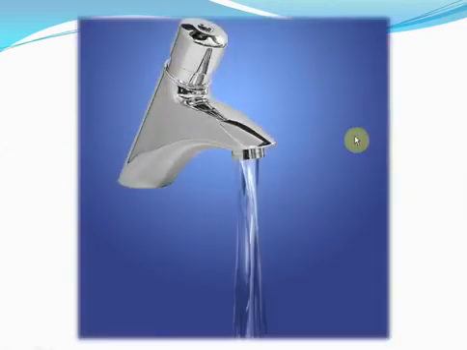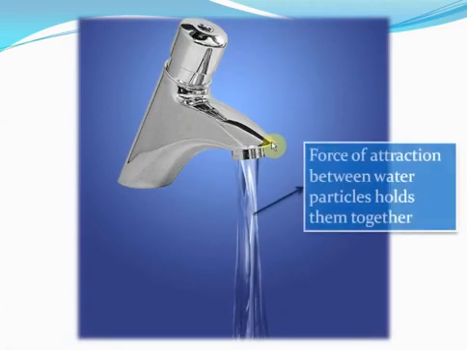Even water particles attract each other. Consider this water which is flowing from the tap. You can see that the water flows in a straight line, isn't it? It feels like it's almost a rope of water, a rod of water, isn't it, which is coming out of this tap. That happens because the water particles attract each other.